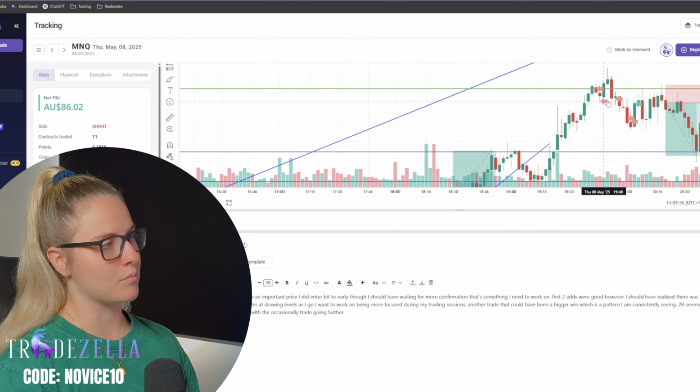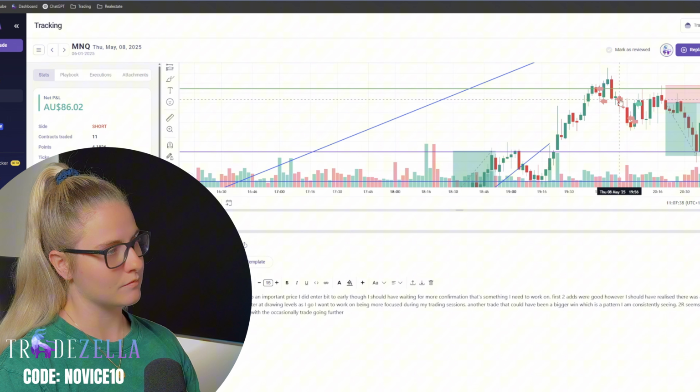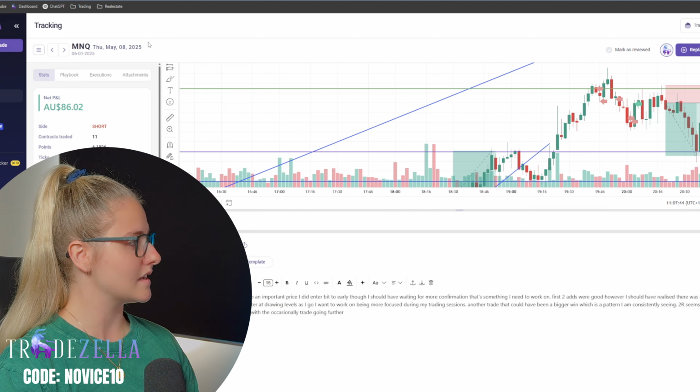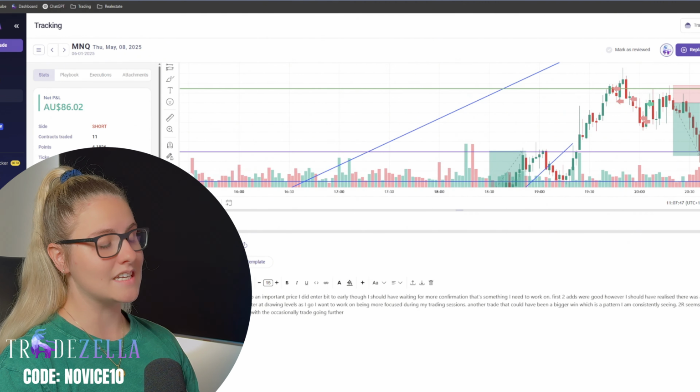But this add was great. We broke this low, I re-added and we continued down. However, the last 2 adds were incorrect because the 5-minute levels were at a level which I didn't mark up.